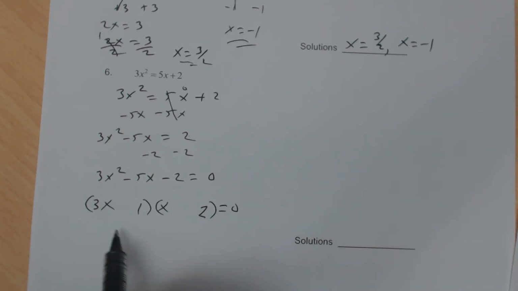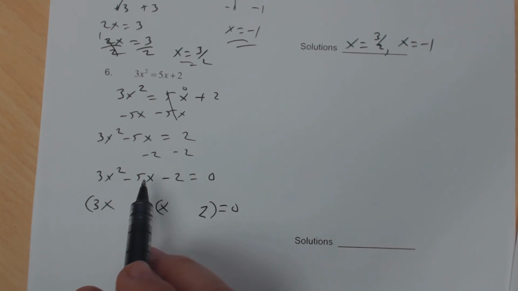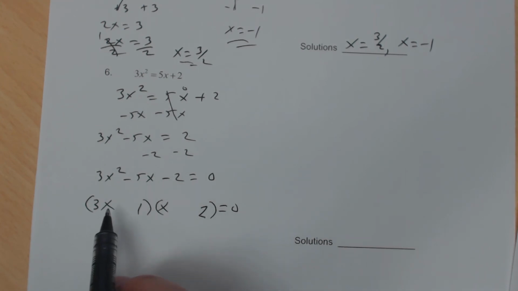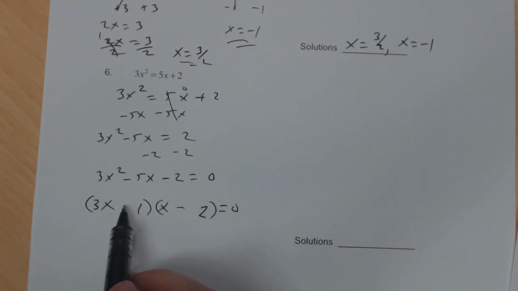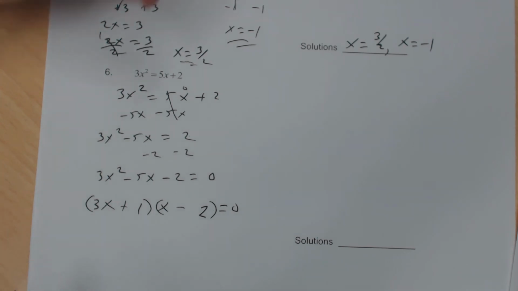So see, this 3x times 2 is a 6x, and then 1 times x is x. So when I subtract them, 6x minus 1x gives you the 5x, but you want a negative. In order for that to happen, this has to be x minus 2, and this has to be 3x plus 1. But again, before you go any further, always check your work.